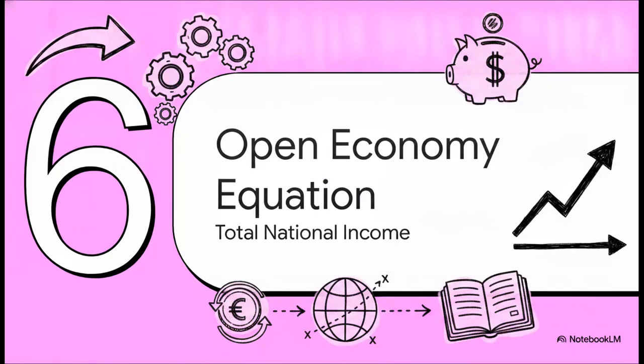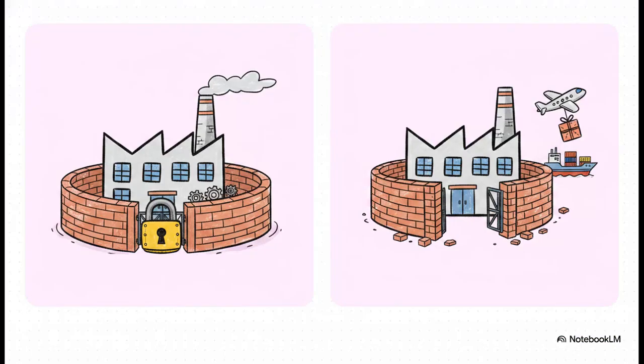And finally, we arrive at Section 6, the open economy equation. Let's tie all this international trade, currency exchange, and accounting back into the big picture of a nation's total income. In a totally closed economy, a nation's total income, represented by Y, is just a self-contained loop of domestic consumption, plus domestic investment, plus government spending.